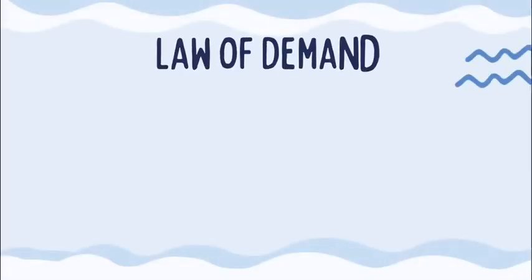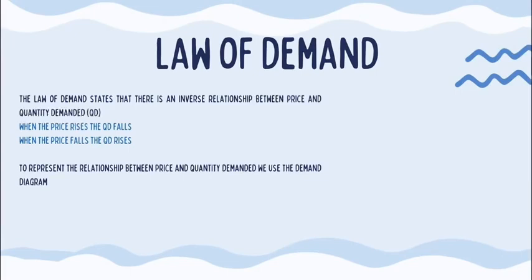Let's now discuss what is the law of demand. The law of demand states that when the price of a good increases, the quantity demanded decreases. So when the price decreases, the quantity demanded increases. And in this case, we have ceteris paribus. Ceteris paribus means all other things being equal, so in this case we have the price. Ceteris paribus means holding all else constant or other things being equal.